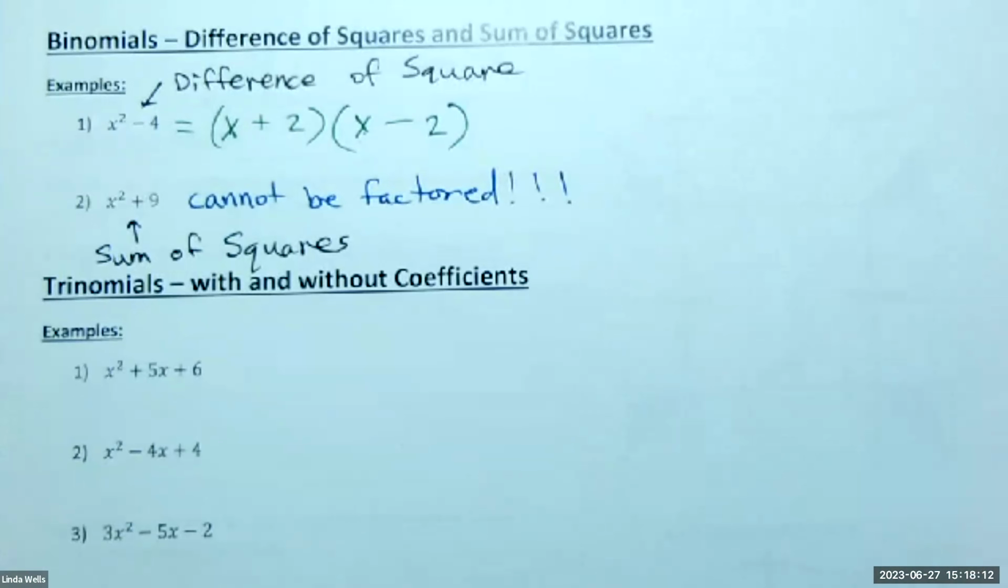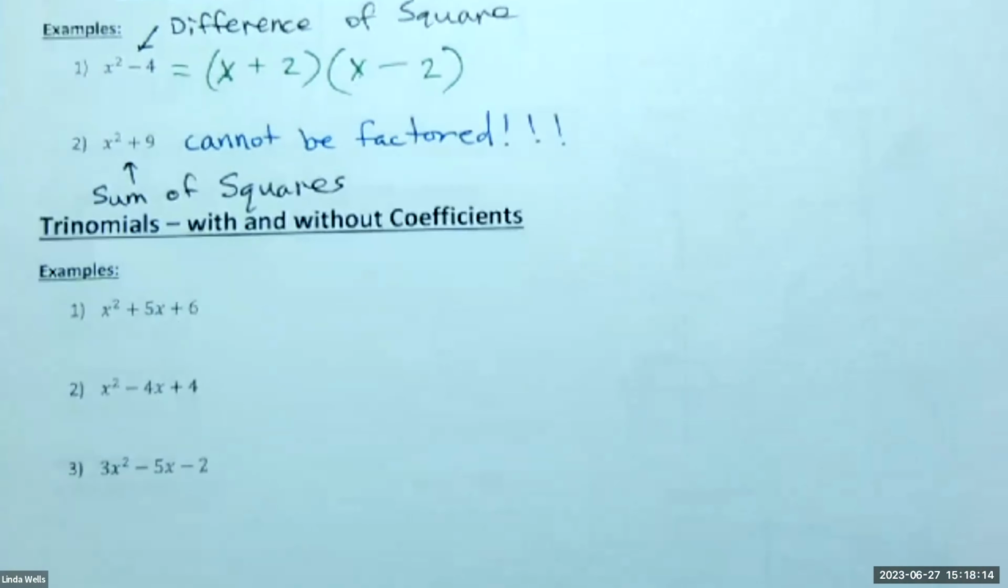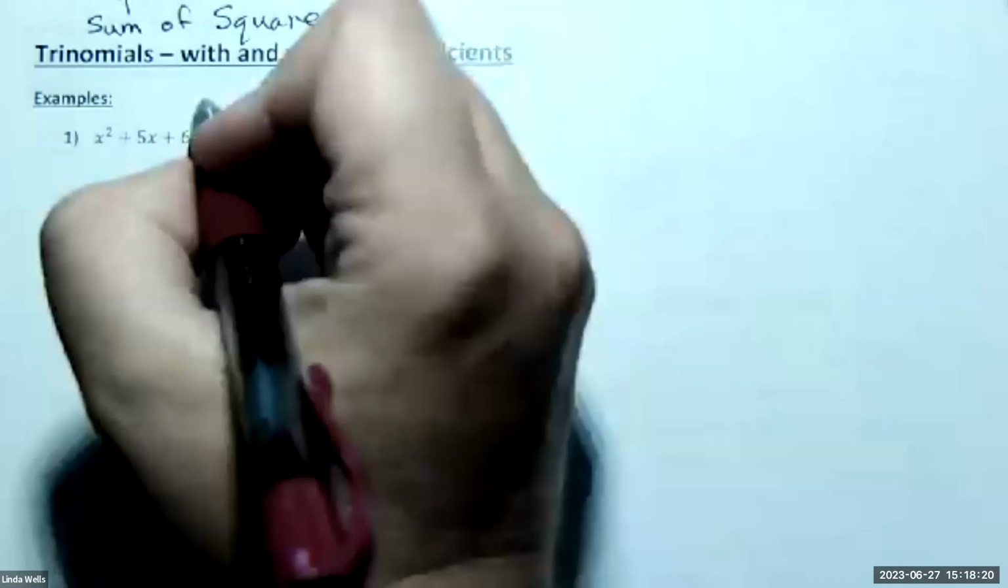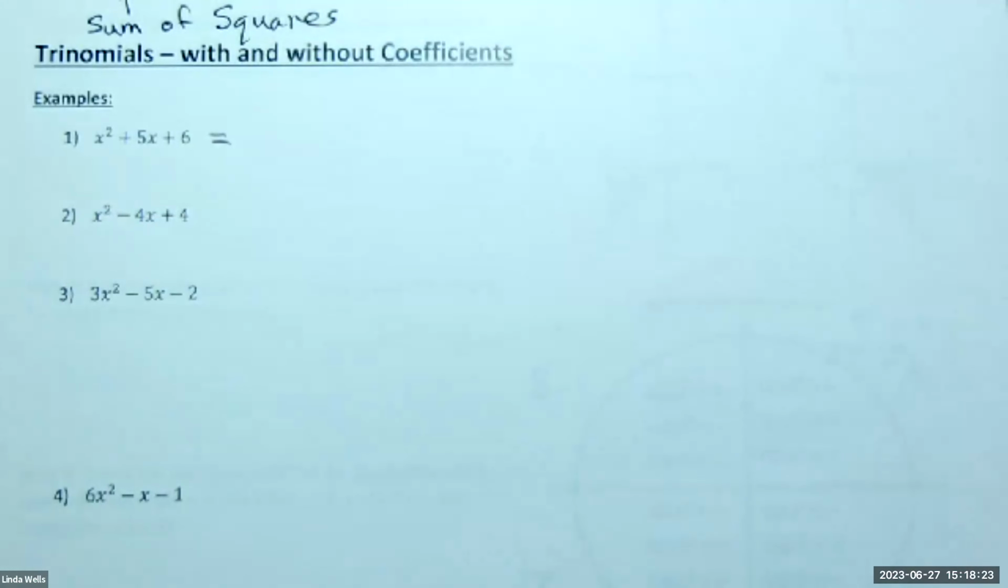Well, that was binomials, so two terms. Let's go to trinomials. And just like the last one, we'll keep building in difficulty as we go down these. Now, there are so many techniques for factoring trinomials. I don't care which one you use.